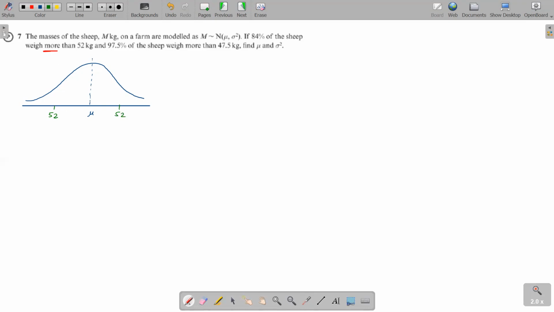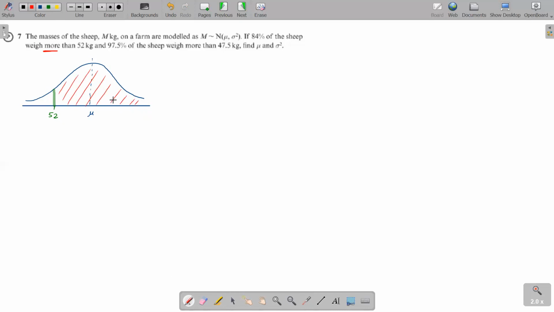The thing is, it's weighing more than, not less than. Weighing more means from 52 you go to the front side. This is the more than side. And you can see this area, can this be 84%? No, because exactly half the area is 50%, and this area is definitely lower than 50%. So therefore, 52 must be behind mu.